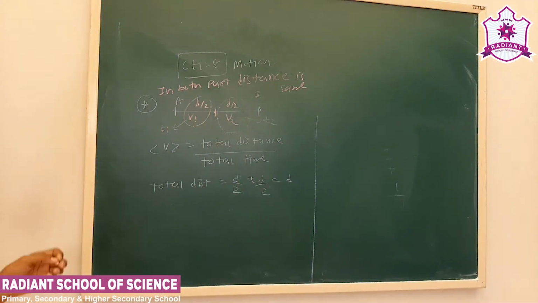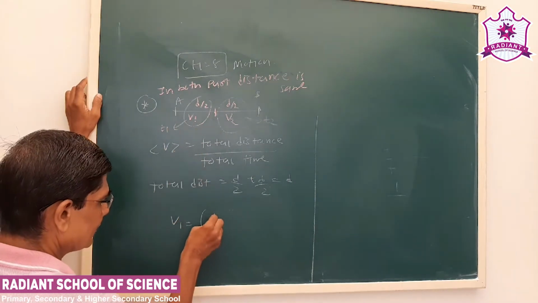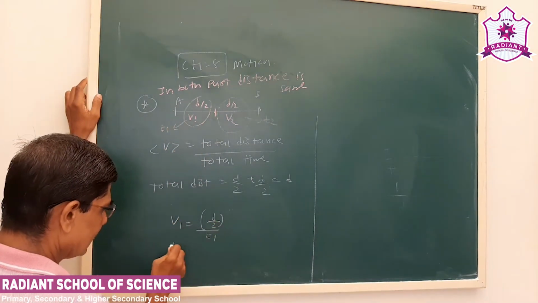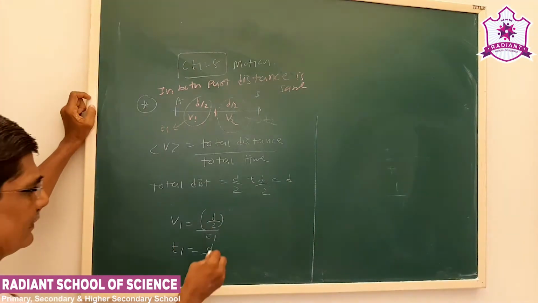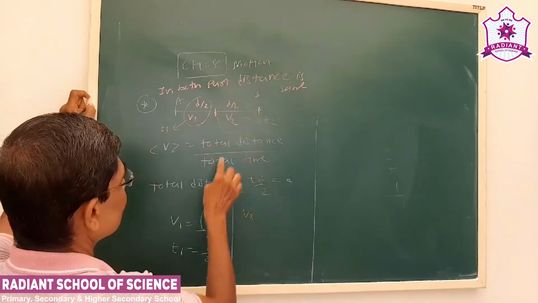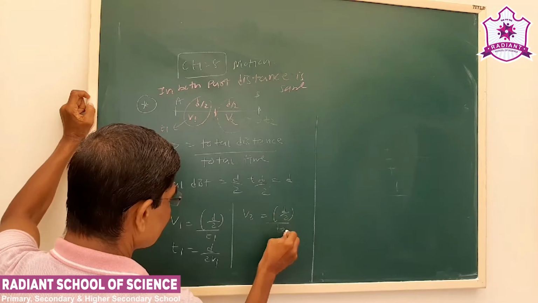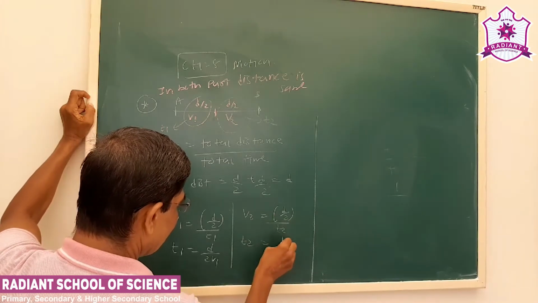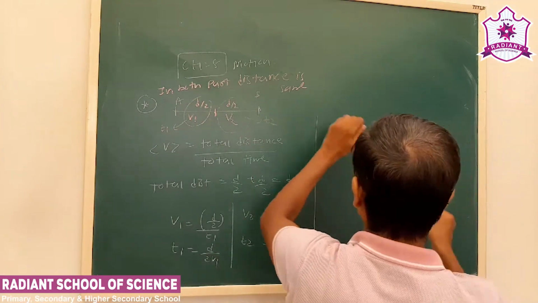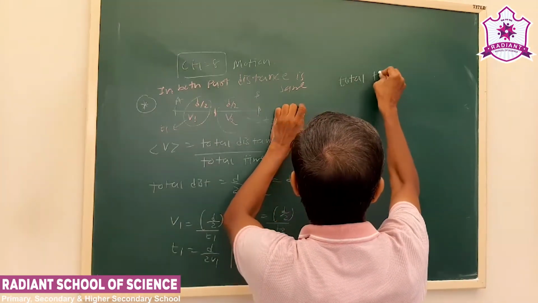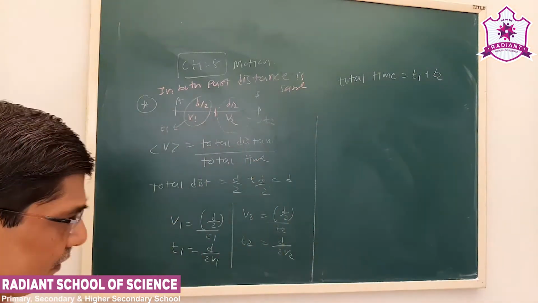Now we use the formula speed is equal to distance upon time. Distance is d by 2, time is t1, so t1 is d upon 2 v1. The 2 will move to the denominator. Similarly, in the second part distance is d by 2 and speed is v2, time is t2, so t2 is d upon 2 v2. Now what is total time? Let us say t. Total time will be the sum of t1 plus t2.